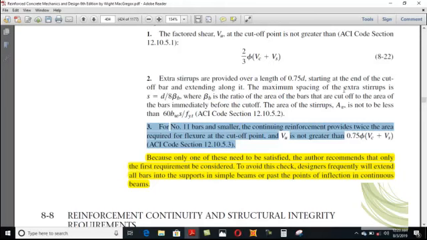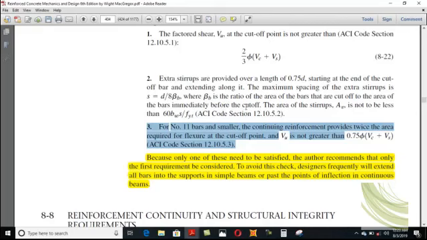The minimum spacing of the extra stirrup is s equal to d divided by 8 beta b, where beta b is the ratio of the area of the bars that are cut off to the area of the bars immediately before the cutoff.